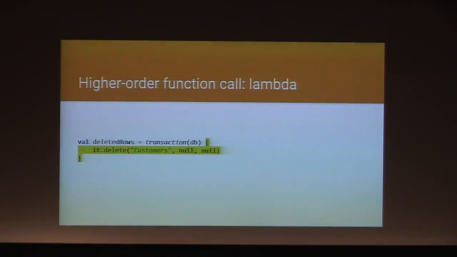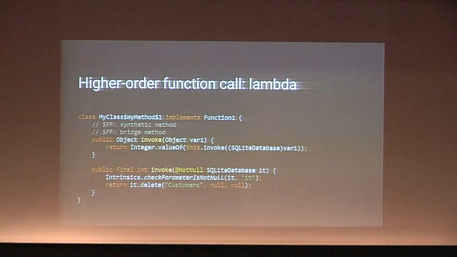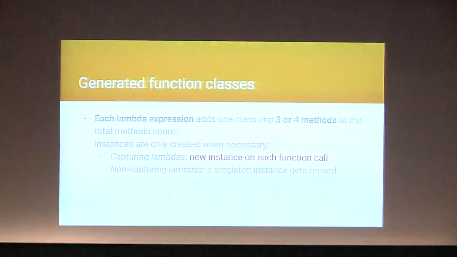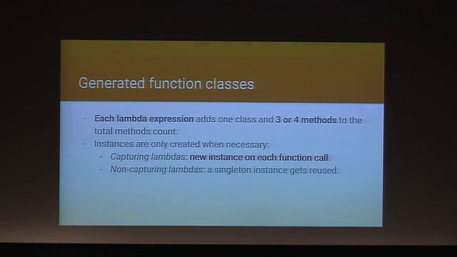So what's the implementation of lambdas in Kotlin? Because as you know, lambdas are not supposed to be supported by Java 6. Well, the Kotlin compiler simply generates a class, a function class, actually. So it's a new object with a few methods in it. Each lambda expression that you write in your code is actually adding one class and three or four methods to the total methods count of your application.